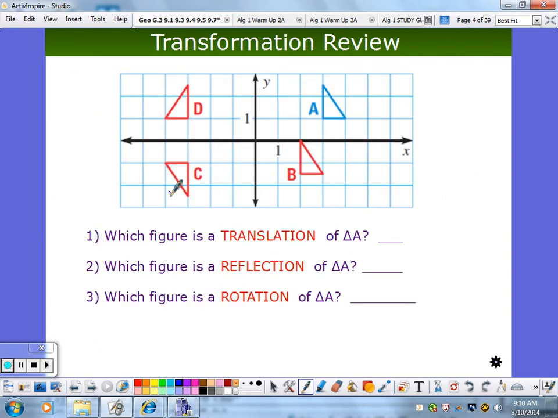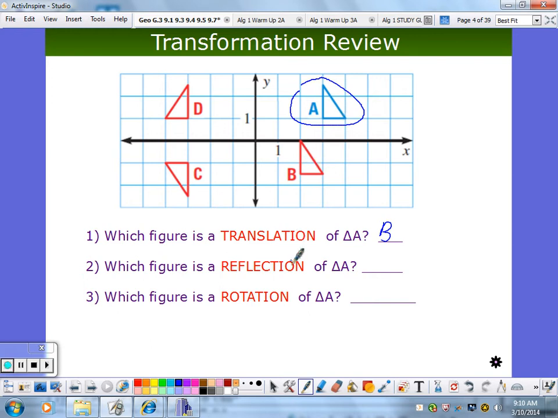We're going to look at, which figure is a translation of A? So here's my original. Which one is the slide? Which one is the translation? Which one, Rachel? B. It's like I took it and I just slid it right over. Everything else looks the same, right? It's just in a different position.